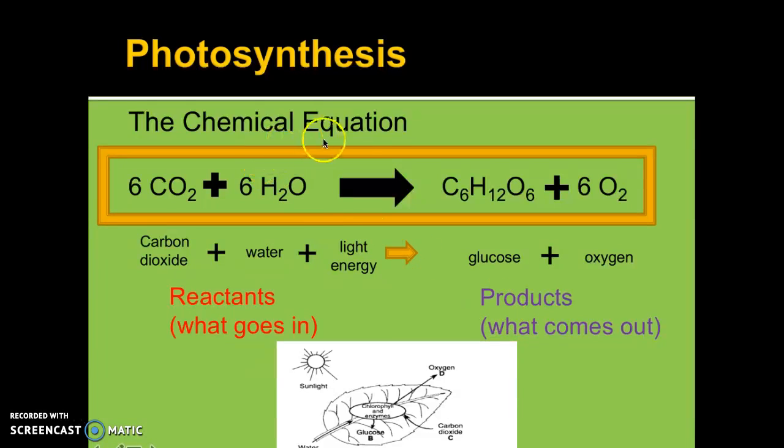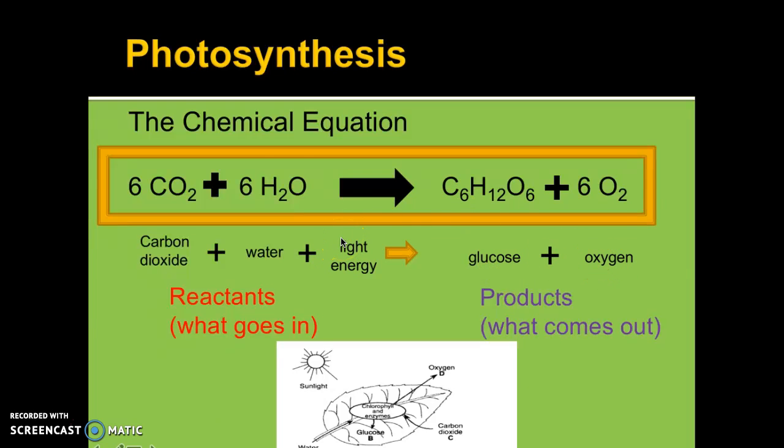So this is the chemical reaction for photosynthesis: CO2 plus H2O goes to C6H12O6, which is glucose, plus O2. Now, another way to say this chemical equation is that carbon dioxide plus water and light energy is going to be converted to glucose and oxygen. So those plus signs basically mean and. So carbon dioxide and water and light energy all together is going to be converted to glucose and oxygen.